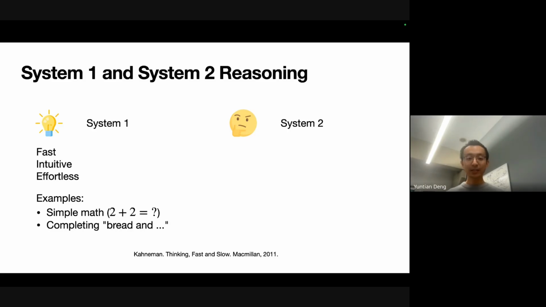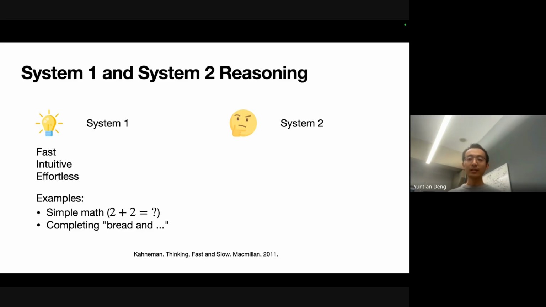For example, if I ask you a simple math question, like what is 2 plus 2, you probably wouldn't need to really think about it to know the answer. And similarly, if I ask you to complete a common phrase such as bread and butter, again, you do not need to spend a lot of effort to think about how to do this.